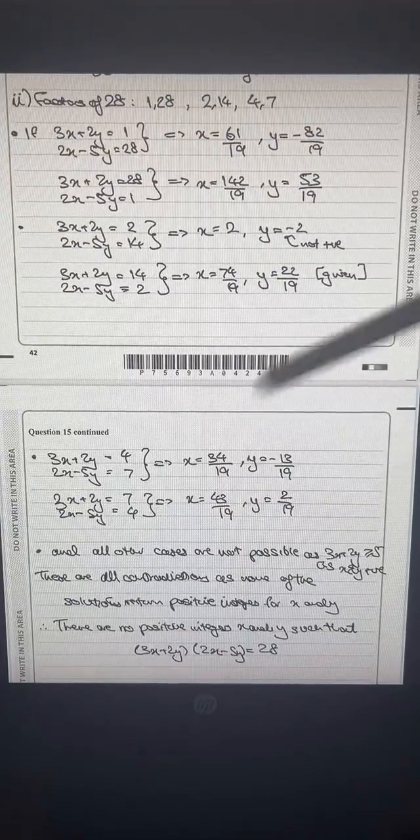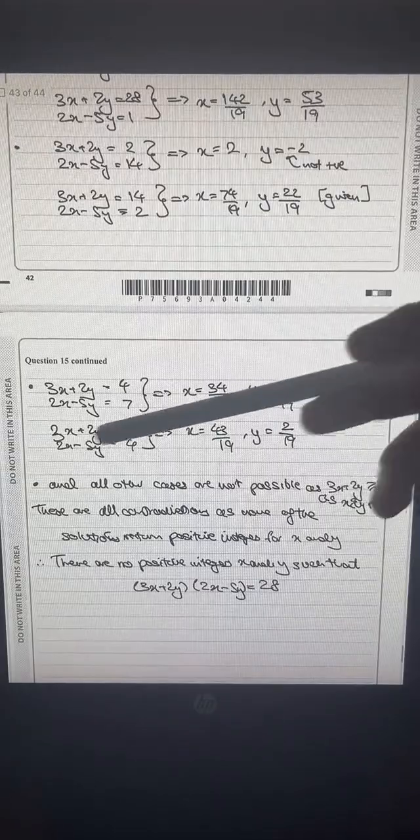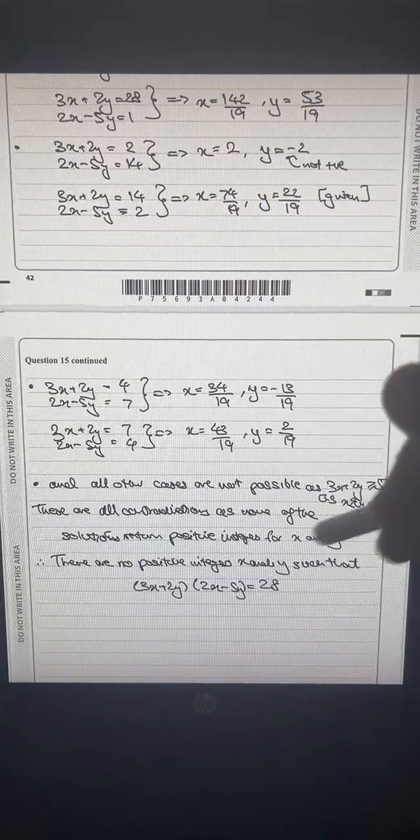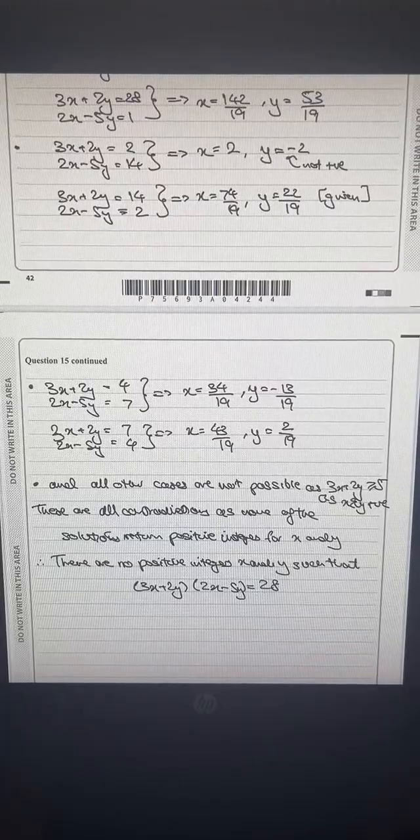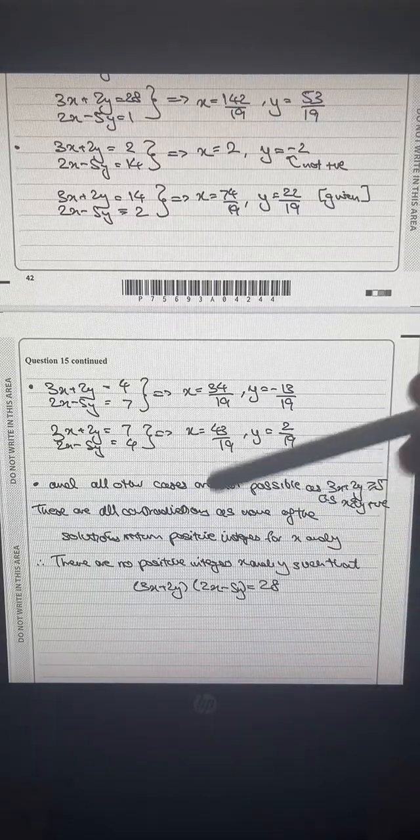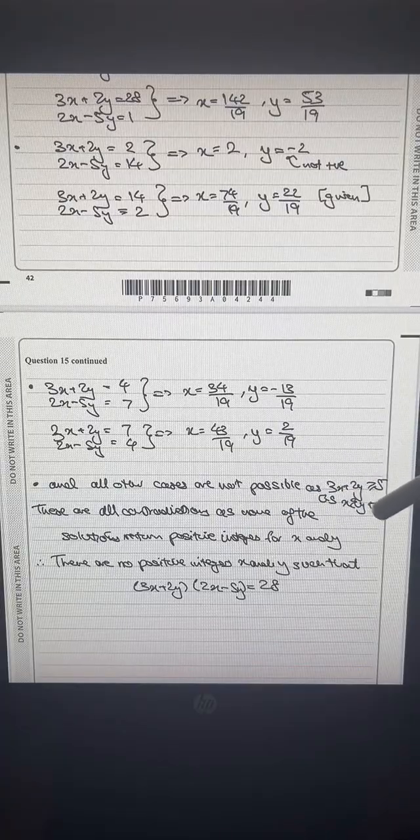And then I need to see what other values of x and y are possible. Well, I can see all other cases are not possible because 3x plus 2y has got to be greater than or equal to 5. Why? x and y are positive integers, so they must be 1 or greater. So that's going to be greater than or equal to 5. So these are all contradictions, as none of the solutions return positive integers for x and y.